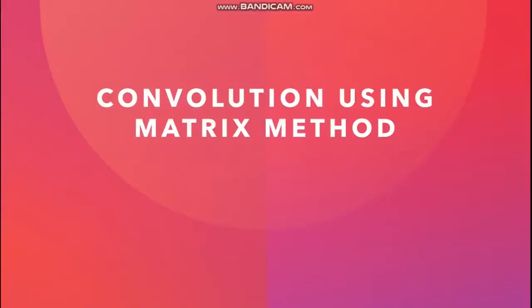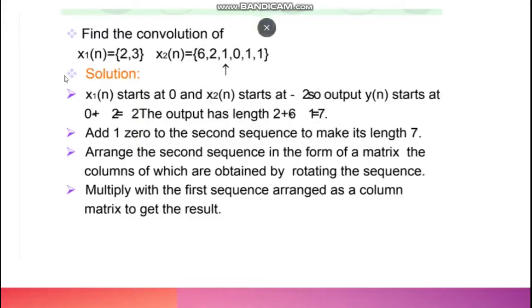Now the next method is convolution using the matrix method. This can also be analyzed using an example. Here also we have a question. Find the convolution of x1 of n, which is equal to 2, 3, and x2 of n, 6, 2, 1, 0, 1, 1.